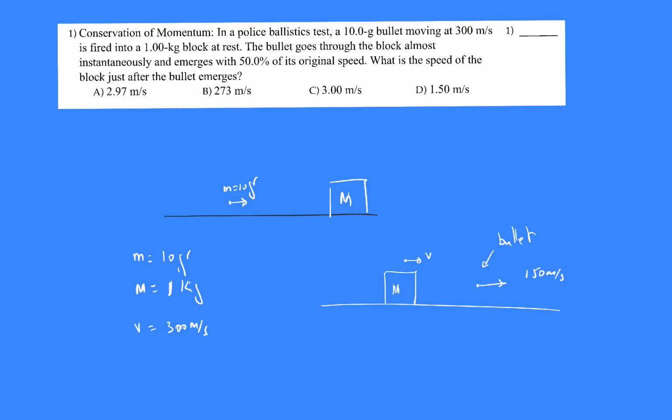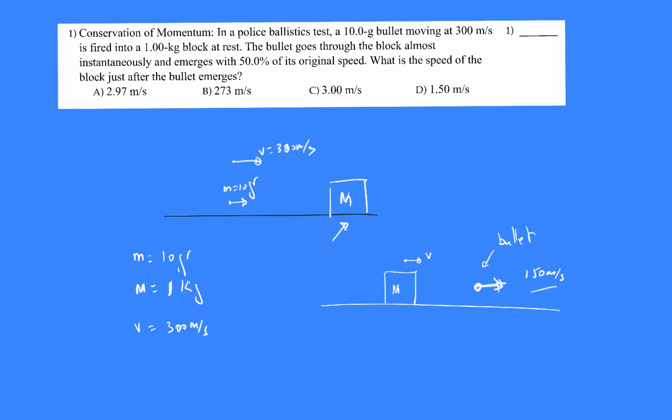Say you have a bullet. The bullet is moving with velocity 300 meters per second. And after the collision, the bullet is seen moving at 150 meters per second. Initially, the mass, the capital M, is at rest. So it's asking you what is the magnitude of the velocity of the mass M, and is it moving to the right or moving to the left.